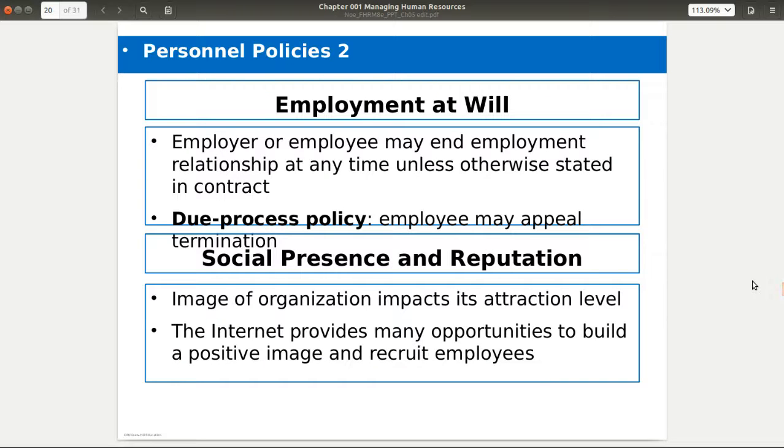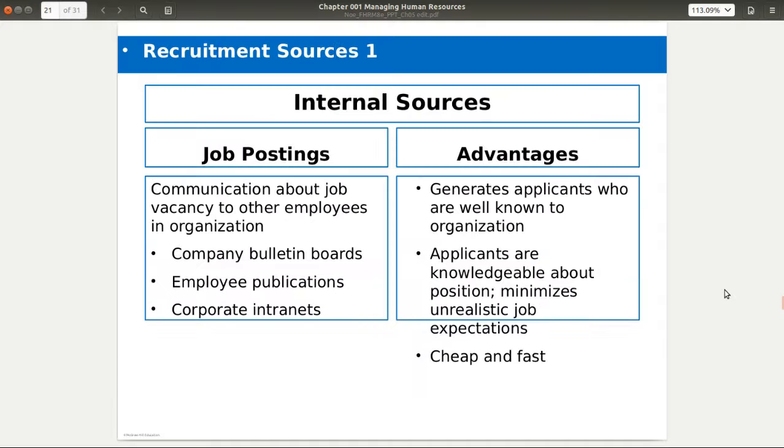Now, some of the things to think about with the recruiting and with the hiring aspect is several things. First of all, employment at will. Basically, there is no contract between the person and the organization, and the person can leave whenever he or she wants to, and the organization can let them go whenever they want to. Another thing to think about is your social presence and reputation. The better reputation that you have, the more that you will attract the better talent.